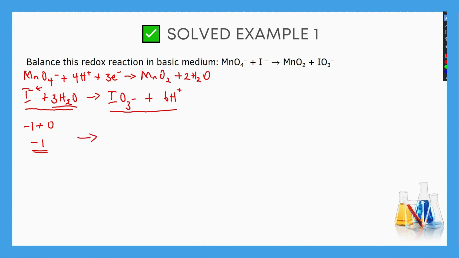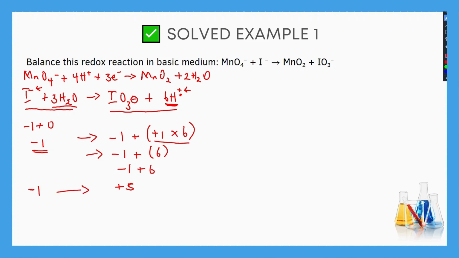Now let's find out for the right-hand side. Over here, you can see there is a minus, which tells us that the charge is -1. Over here, you can see there is a plus, which tells us that the charge is +1. How many atoms of hydrogen ions on this +1? We have 6, which is +1 multiplied by 6. So that tells us that this is equal to -1 plus 1 multiplied by 6 gives us 6. So we have -1 plus 6, which is equal to +5. So on the left hand side we have -1, and on the right hand side we have +5.